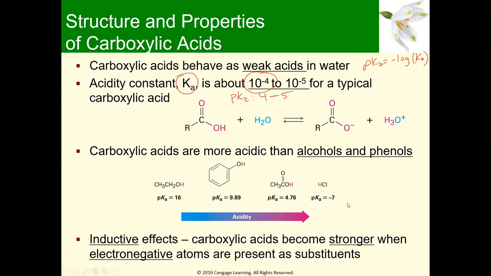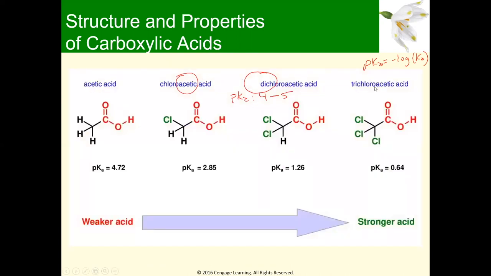Okay. Now, with carboxylic acids, there are also inductive effects. If you don't remember what that means: atoms that are connected, but maybe farther away, due to their properties, particularly their electronegativity, can affect the acidity. So with inductive effects, the carboxylic acids become stronger when electronegative atoms are present as substituents. And so the next chart, or the diagram that you have in your notes, shows this. Again, our baseline for this example is going to be acetic acid, which is over here on the left. It has a pKa of 4.72.